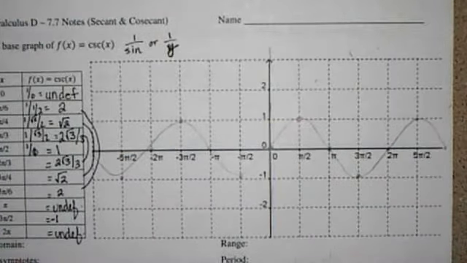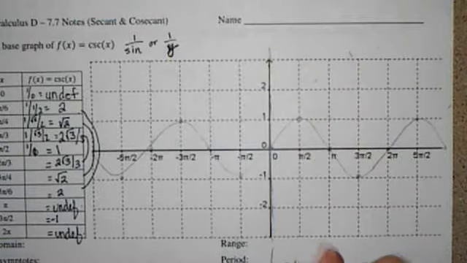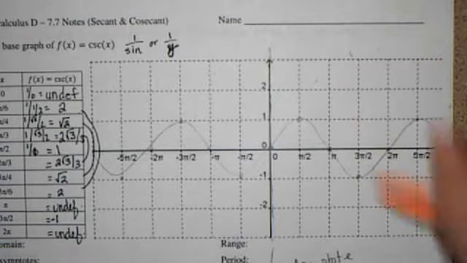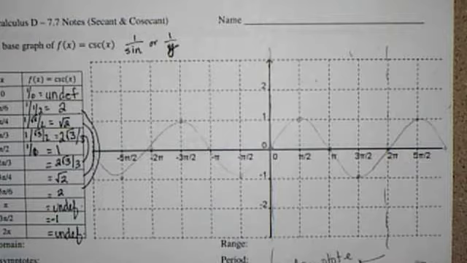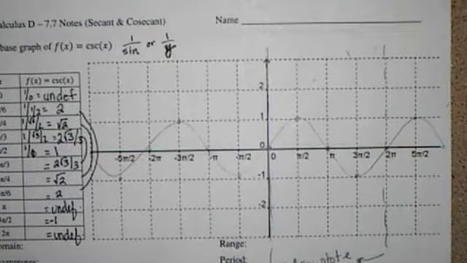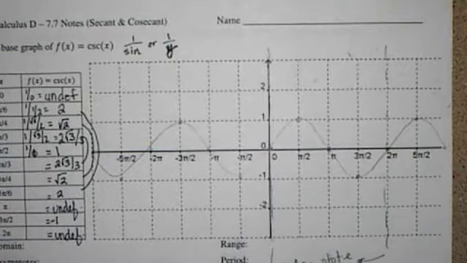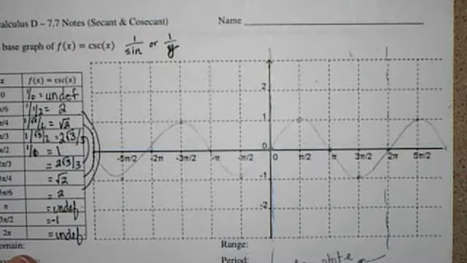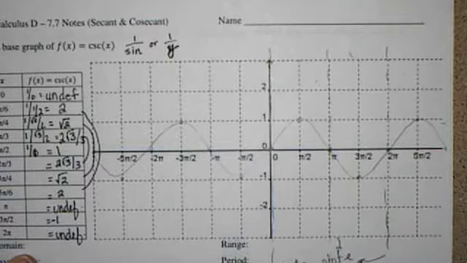And then for cosecant, we're going to have an asymptote right here. And we're going to have another asymptote here. So that could help us answer this question: when sine, or y, is equal to 0, we'll get our asymptotes. Another. There we go. There's all three.